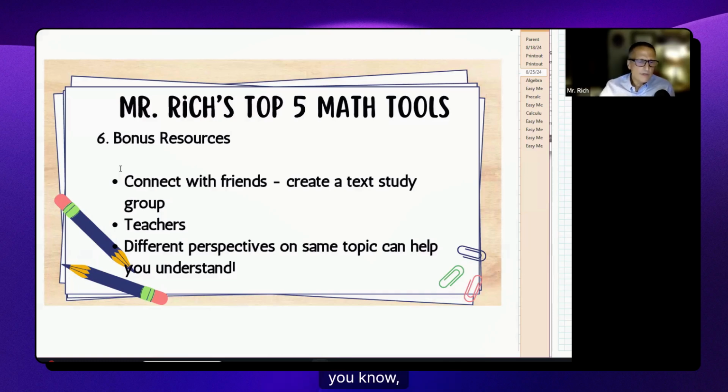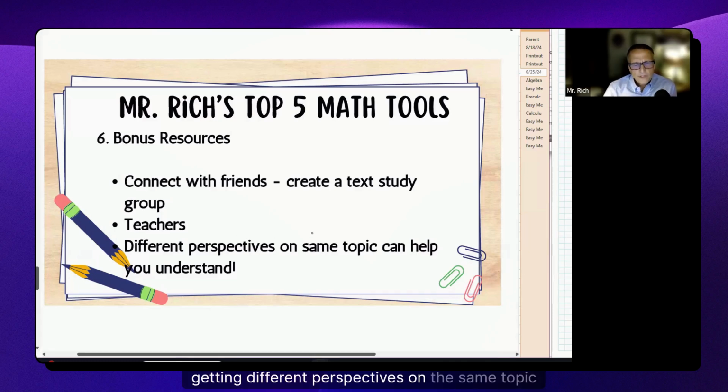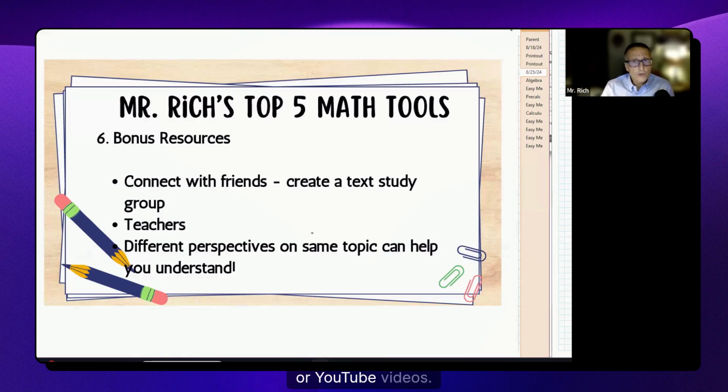And always, getting different perspectives on the same topic from multiple teachers, your friends, or YouTube videos, those are all good ways for you to really master the concepts that you're studying. So anyways, those are my top resources that I would recommend.